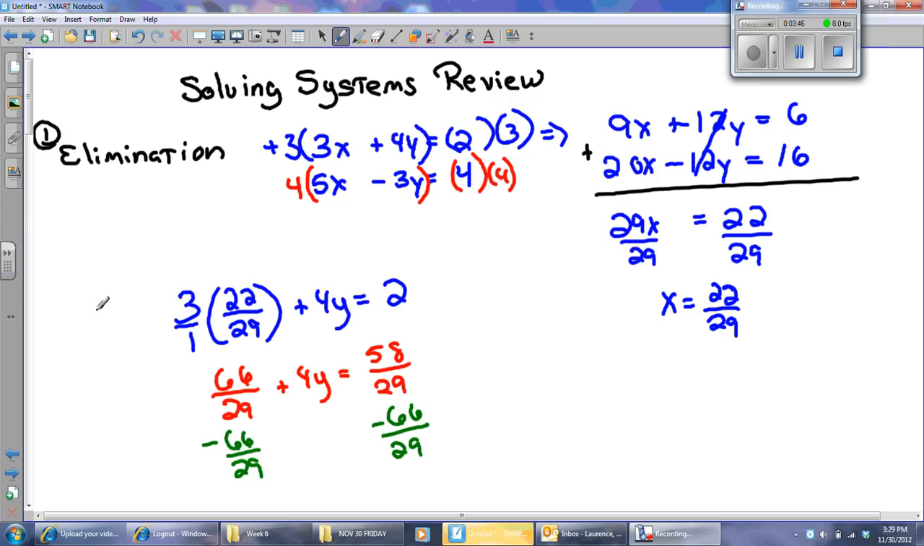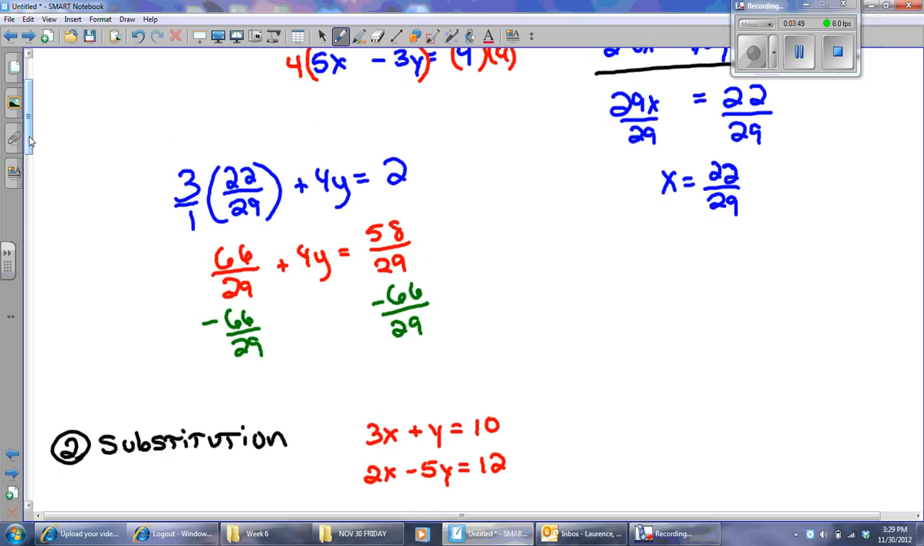All right, when I do that, I end up with the equation of 4y, and that's going to equal, well, 58 minus 66 would be -8, right? It would be a -8/29. I feel like I'm making a mistake there, but no, I think I'm okay. All right, and then I'm going to divide by 4, which is the same as multiplying by 1/4. Well, I know that I can simplify this way and turn that into a 2. Yeah, and that'll turn into 1.